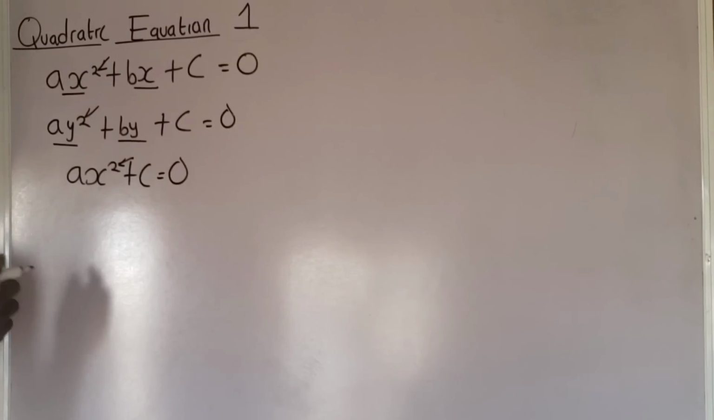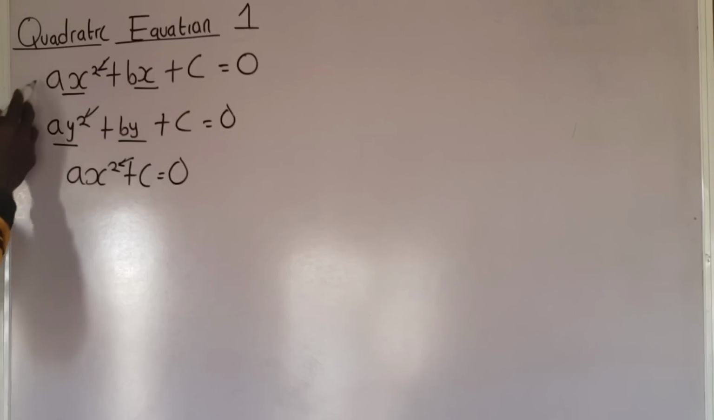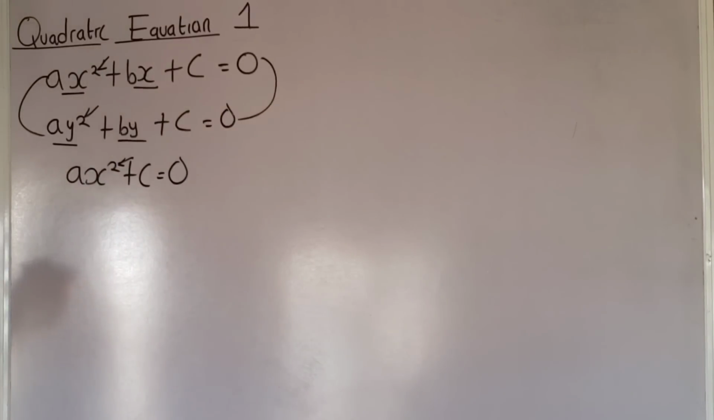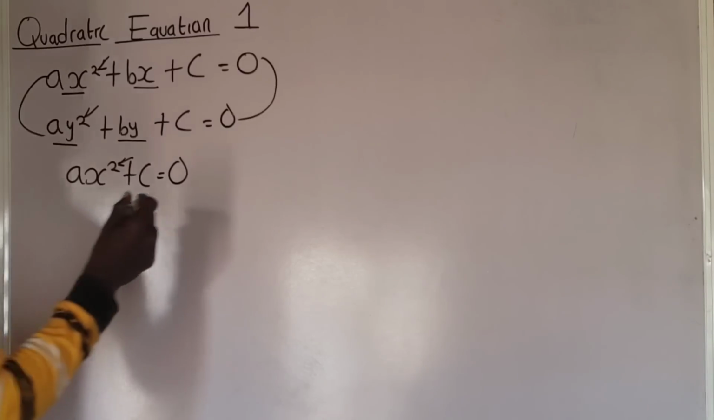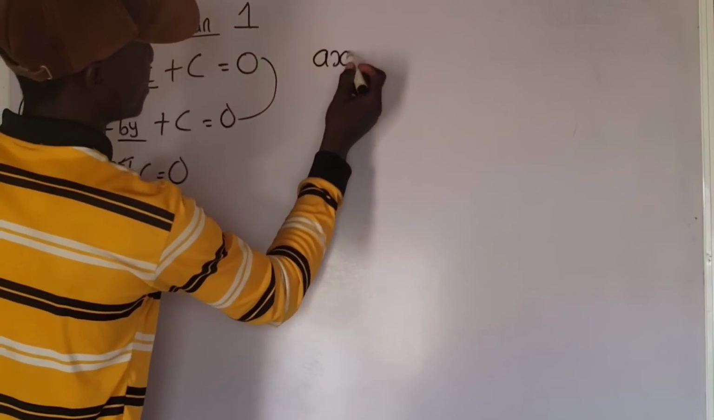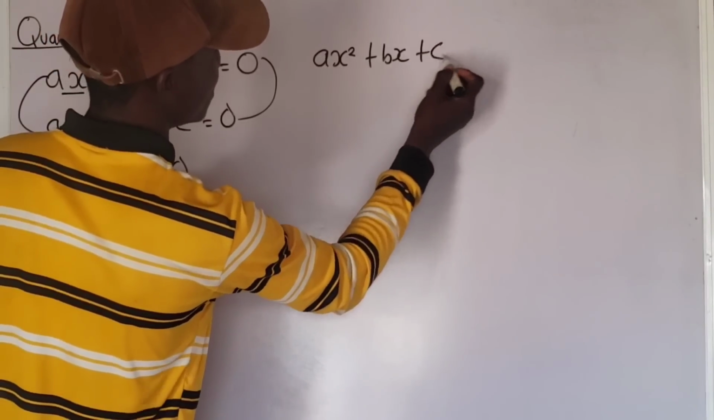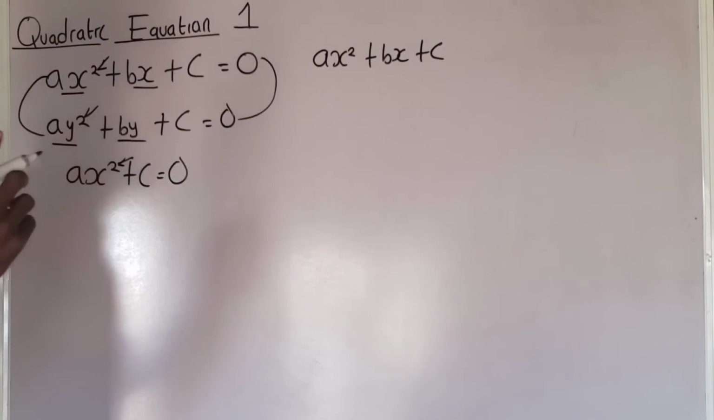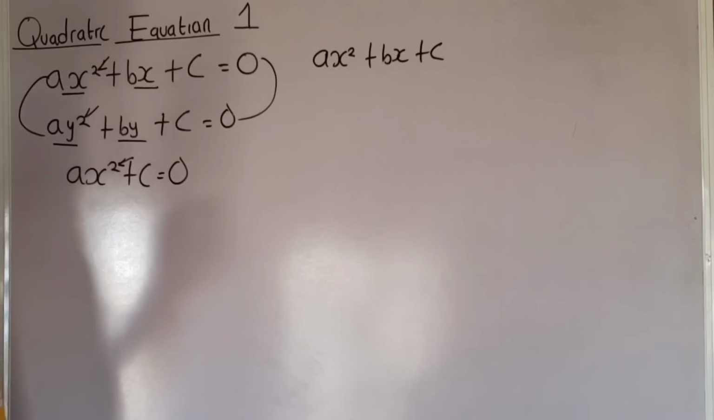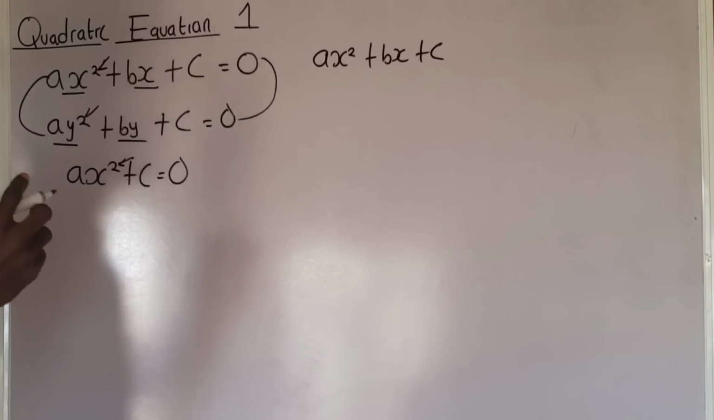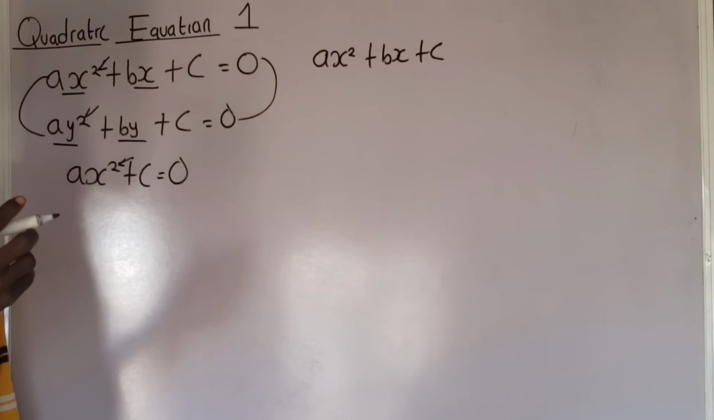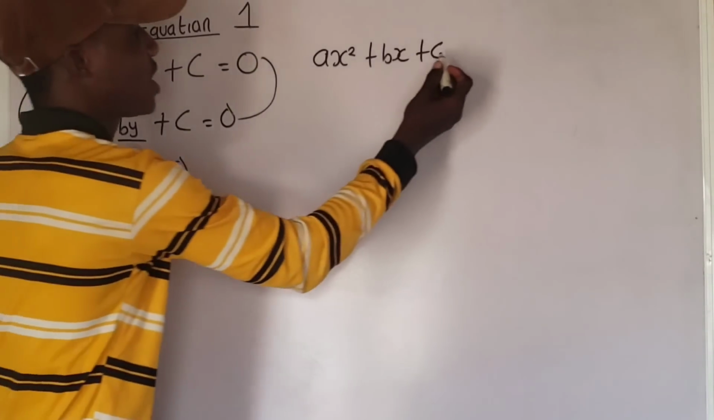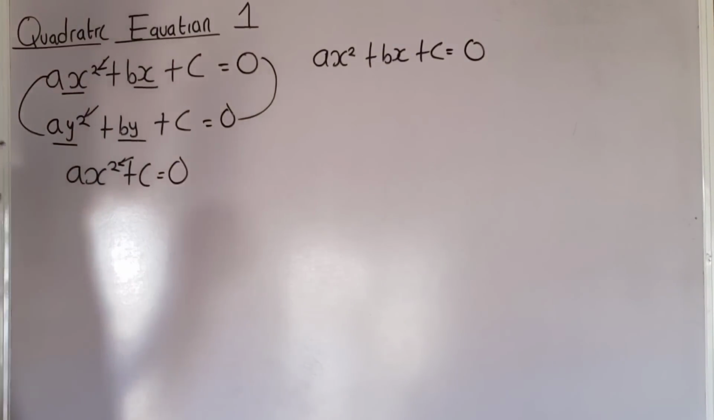Now, having known what is meant by a quadratic equation, let us start by identifying the terms. The equation that you have here is known as a trinomial quadratic equation because we have 3 terms. In ax squared plus bx plus c, we have the first term, the second term, and the constant term. The first term is the coefficient of x squared.